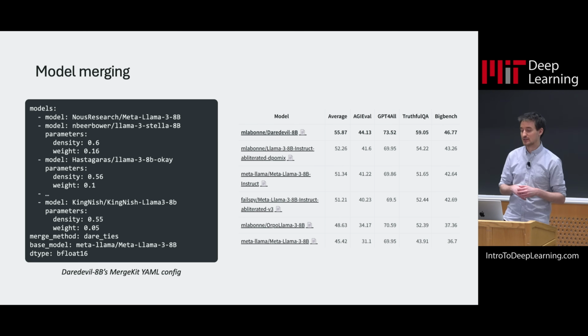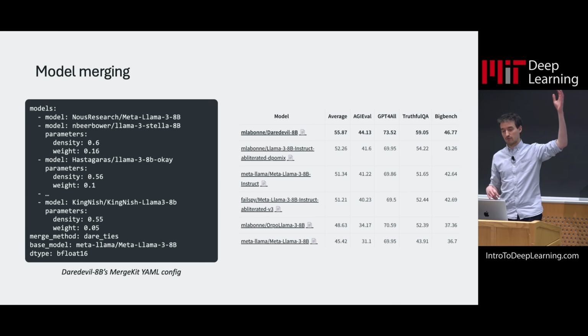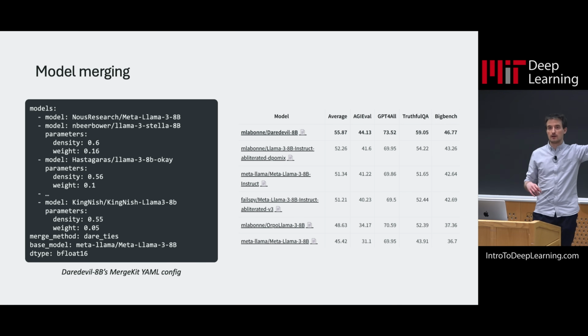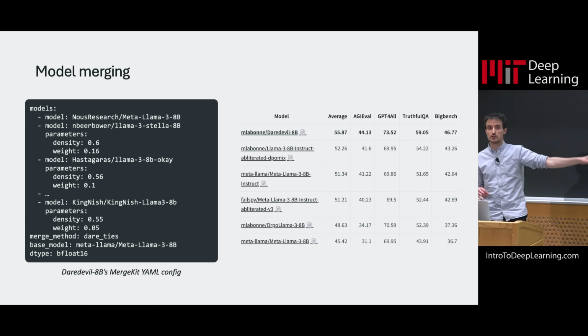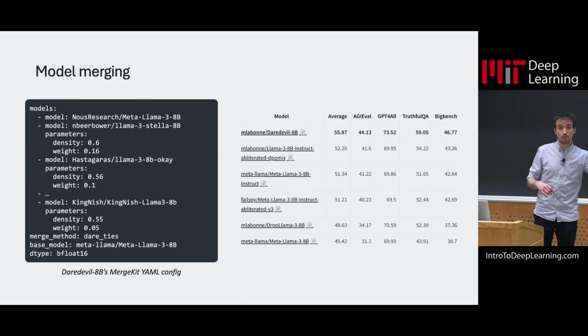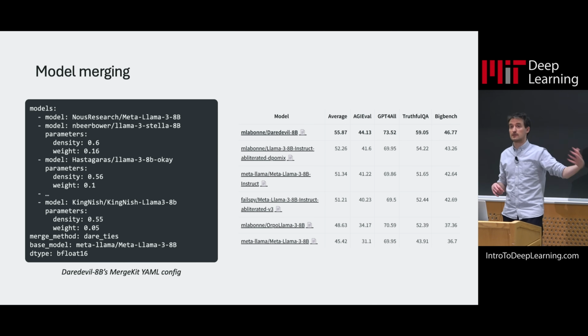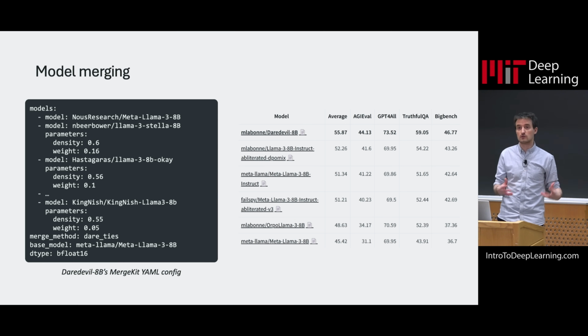But on the right, you can see that we have a few benchmarks. And what's really funny is that Daredevil, the merged model, is better than the source models on these benchmarks. So the merge was really successful. It's really better than the source models. And this is what model merging is about, right?